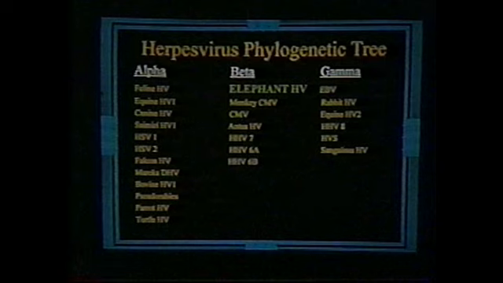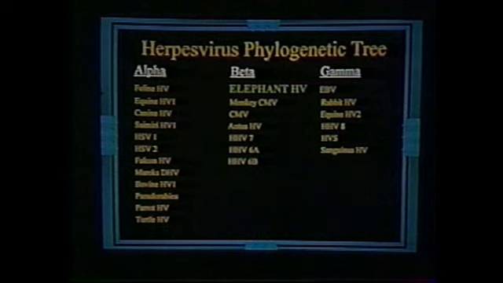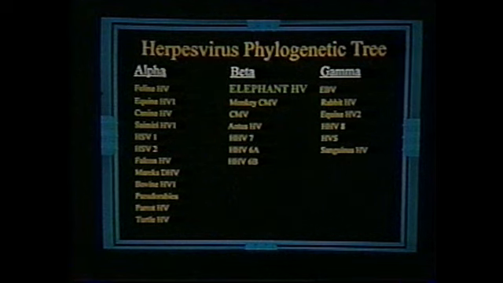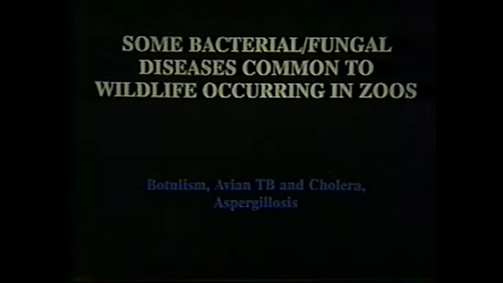This is a representative tree of the various groups of subfamilies of viruses, and you can see the elephant herpes virus appears by molecular information to fit into the beta viruses, but this is not yet conclusive. It might be sort of somewhere between beta and gamma viruses.